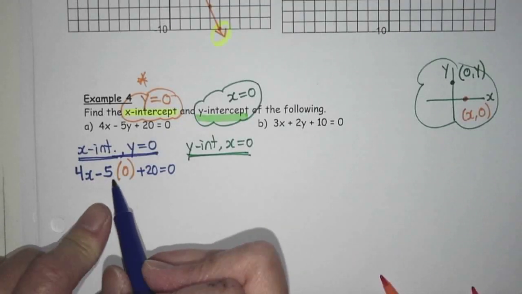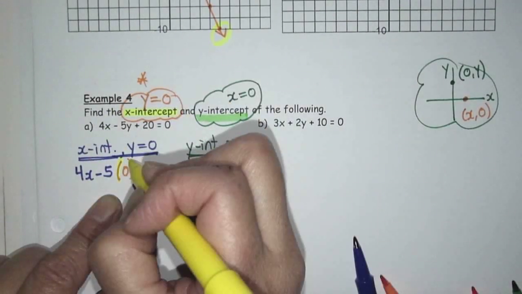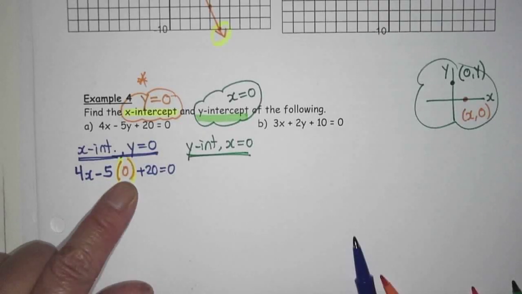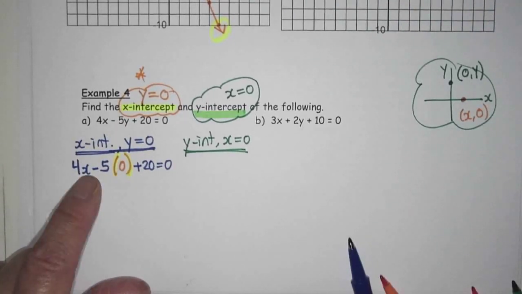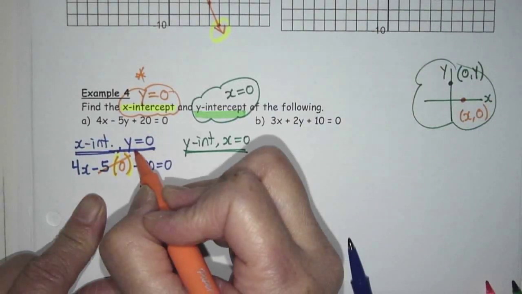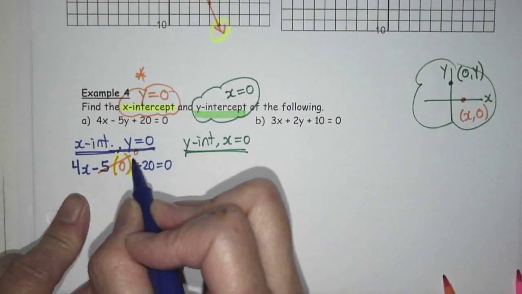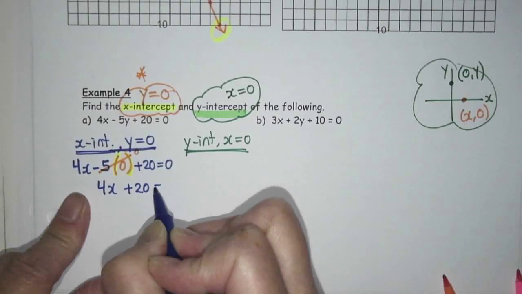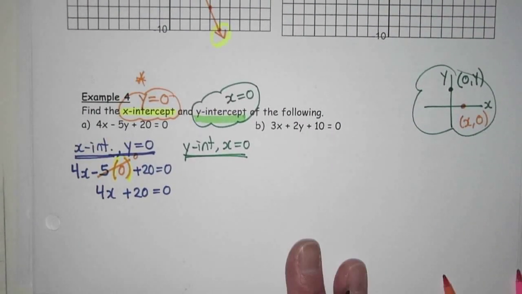5 times 0. So when I sub it in, I use a bracket. You'll notice I subbed it in with a bracket. Okay, I want to see the bracket. When you have 5 beside a variable, it's multiplication. 5 times 0 is 0. So I'm going to cross that off, and I know it's 0. I'm going to rewrite this without the 0. I'm going to write 4x plus 20 equals 0. I do want to see that step.